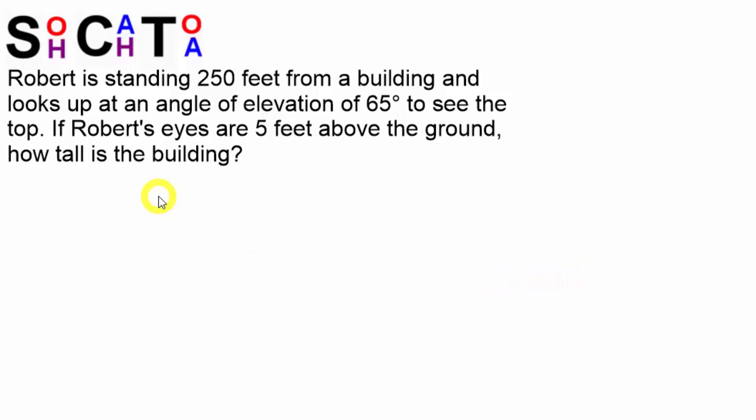Let's read this together. It says, Robert is standing 250 feet from a building and looks up at an angle of elevation of 65 degrees to see the top. If Robert's eyes are 5 feet above the ground, how tall is the building?